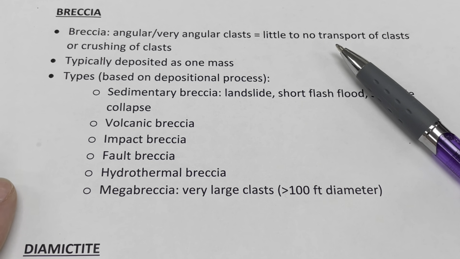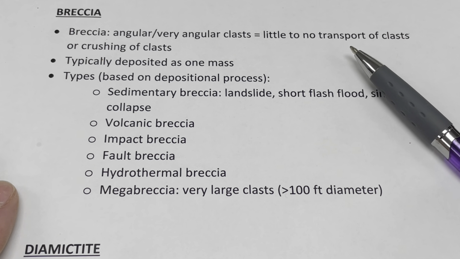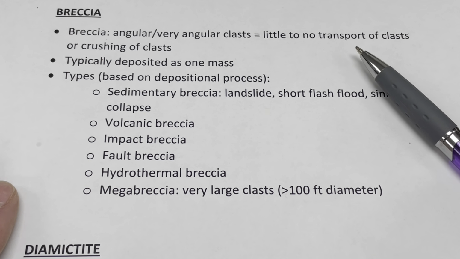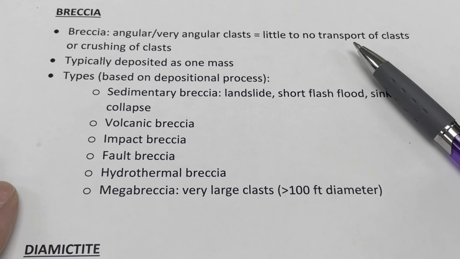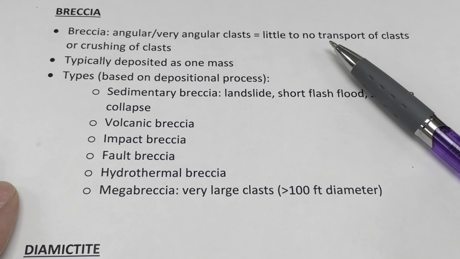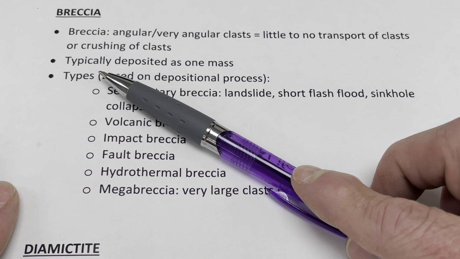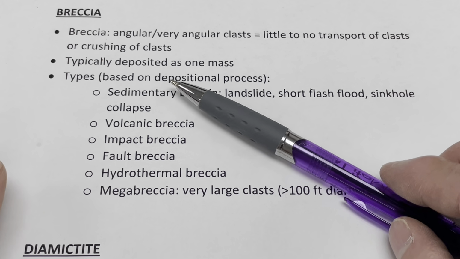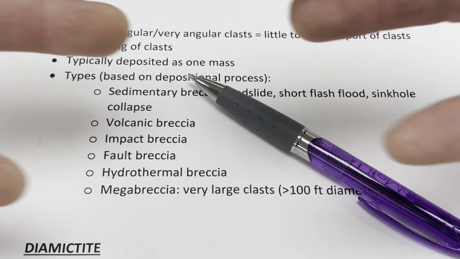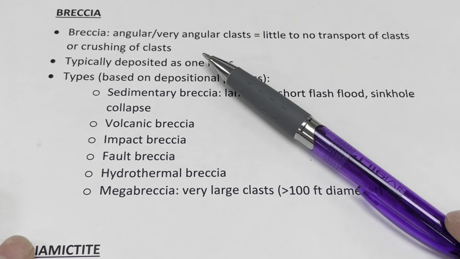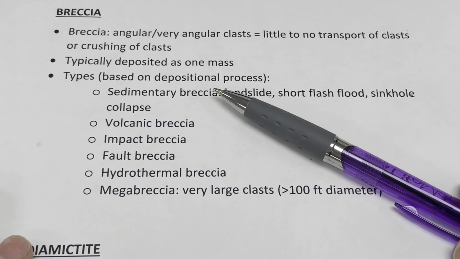You might move the particles maybe in a stream, but you can't move them very far, because the further you move those particles in an environment like a stream, the more likely they are over time to become more rounded. And so we need either very little transport to none. A lot of times breccias will be deposited or emplaced as one mass, so like one process that kind of lays them down in one fell swoop, if you will.